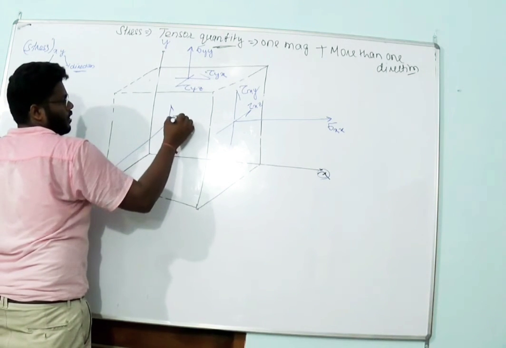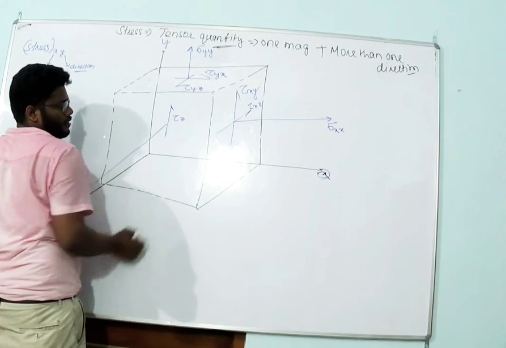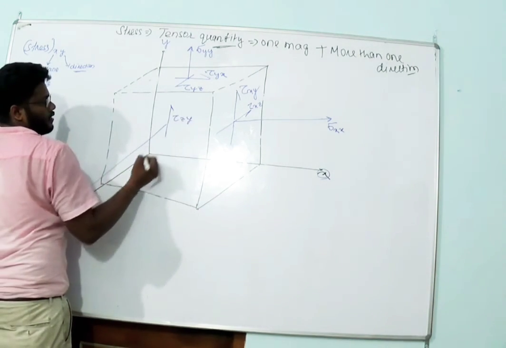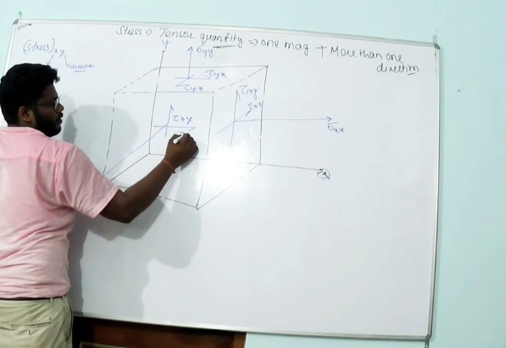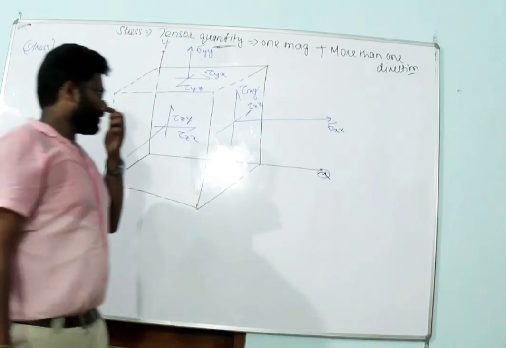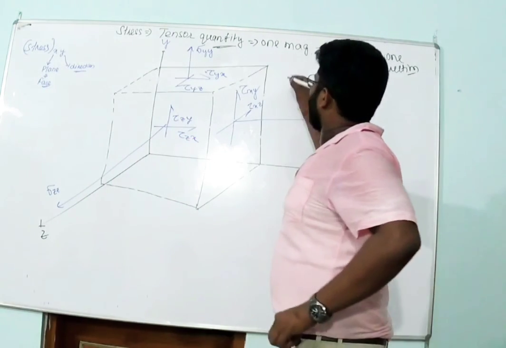Here we can take this one. Tau. Which face? Z face. This one Z face, no? Which direction? Y direction. This one can be tau. Z face. Which direction? X direction. That means this is the representation of stress.